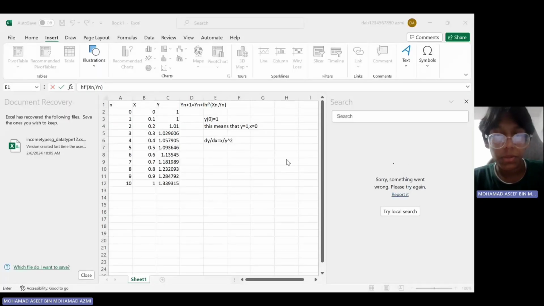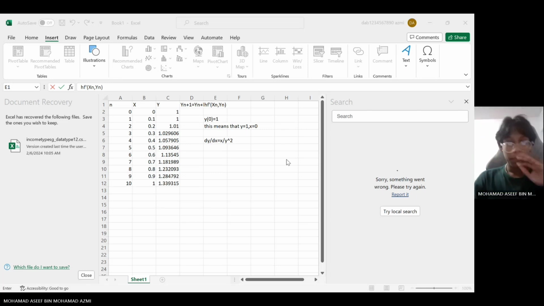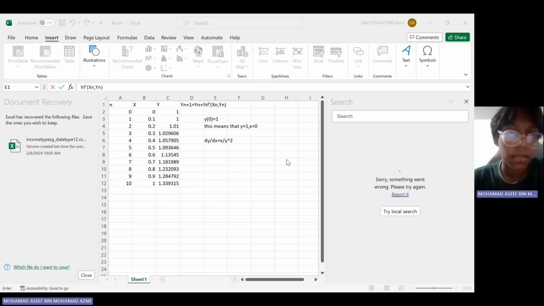We'll be solving the equation dy over dx equals x divided by y to the power of 2, using the condition y(0) equals 1. This means that y equals 1 and x equals 0. So using this Excel spreadsheet, you can see that when n is 0, x equals 0 and y equals 1. And you can see from here that there's a step size of 0.1.